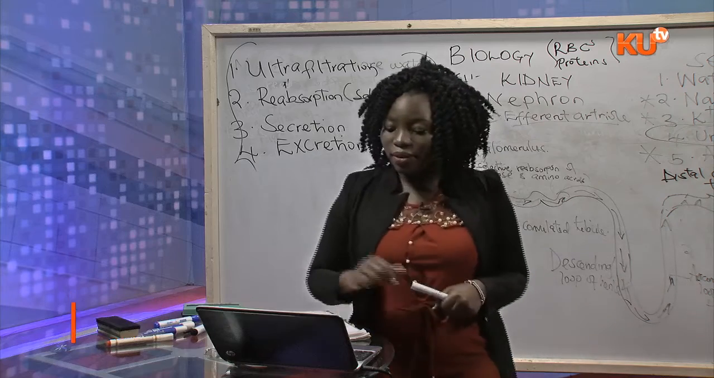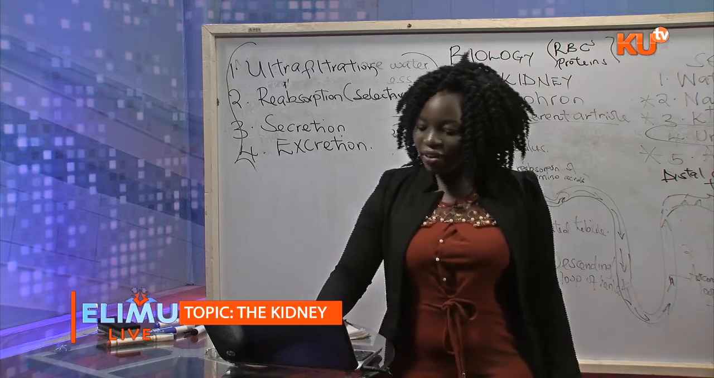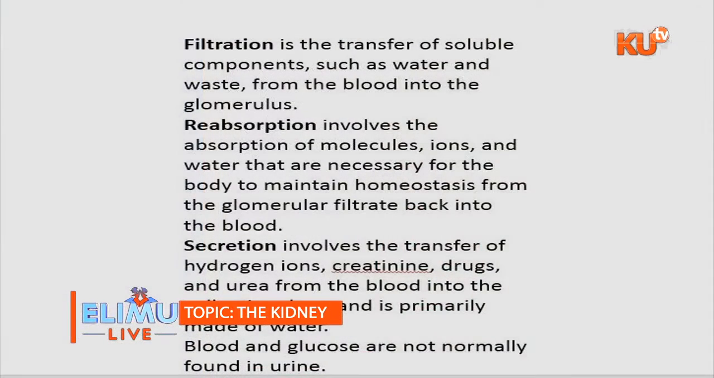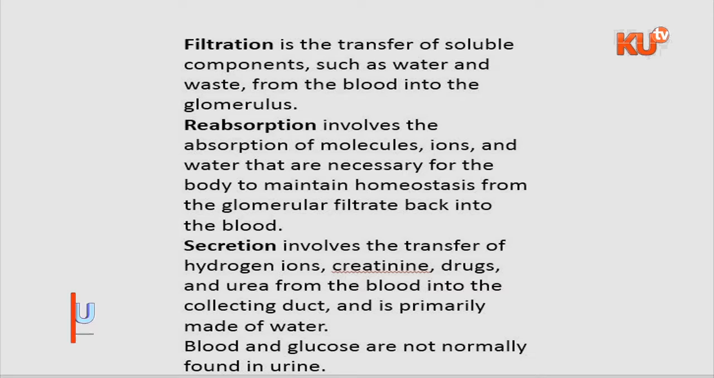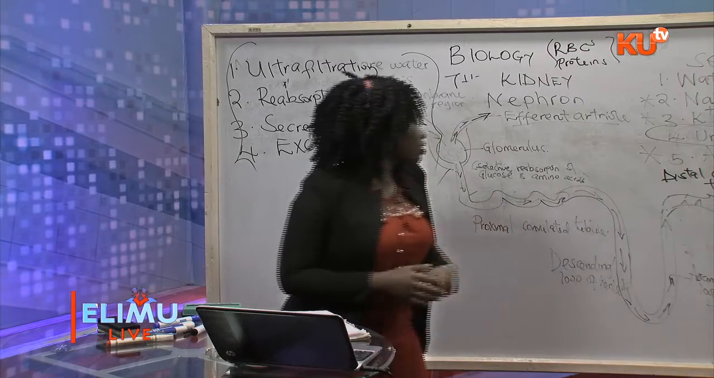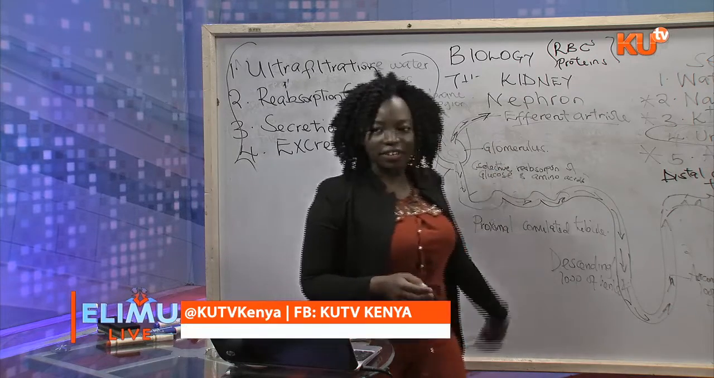And then we've also said that secretion involves transfer of hydrogen ions, creatinine and drugs, urea, from the blood into the collecting duct, and the urine is primarily made of water. Blood and glucose are not normally found in the urine. I hope you know why. Because in the filtrate there is only water, there is no blood. Glucose was reabsorbed in the proximal convoluted tubule.